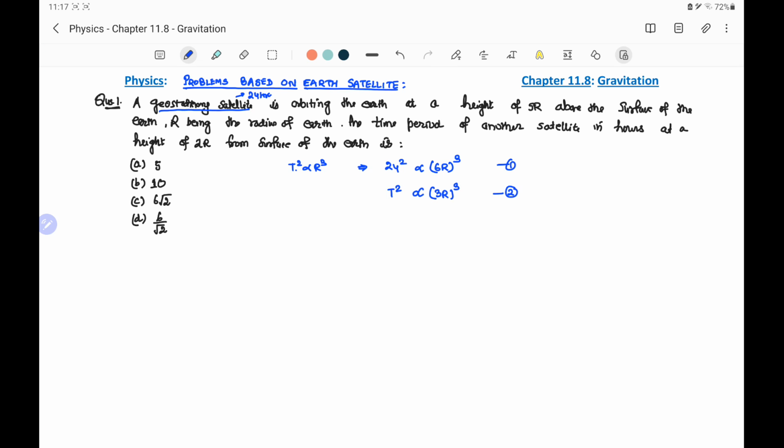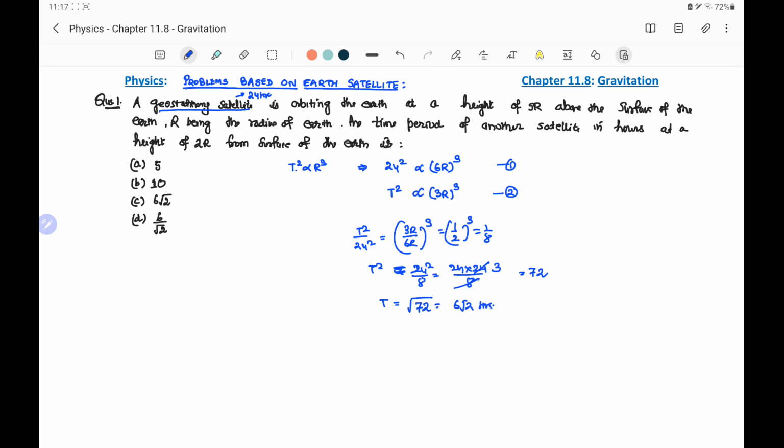Now dividing equation number 2 by 1, we will have T square by 24 square equal to (3r by 6r) raised to power 3. So it is equal to (1 by 2) raised to power 3, or 1 by 8. Therefore, T square is equal to 24 square by 8, or 24 into 24 divided by 8, cancelling by 8 it will be 3 into 24, or 72. Therefore, T will be equal to square root of 72, or it will be 6 root 2 hours. So option C is the correct option.